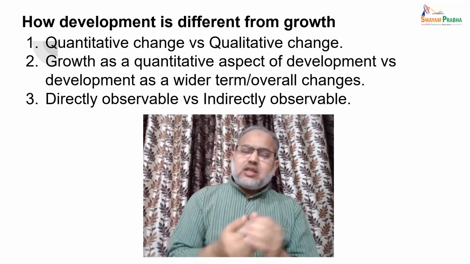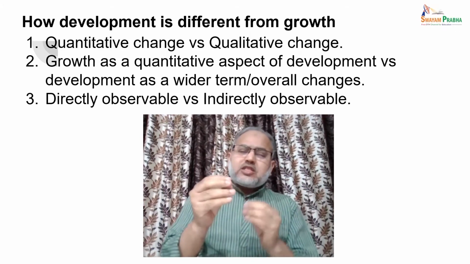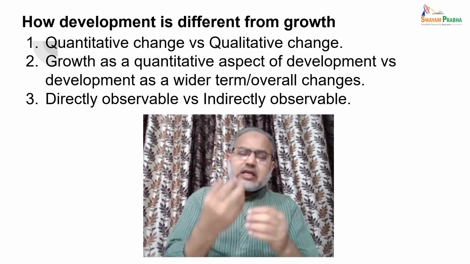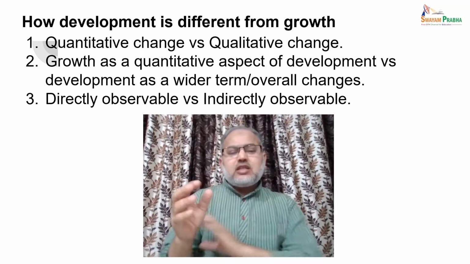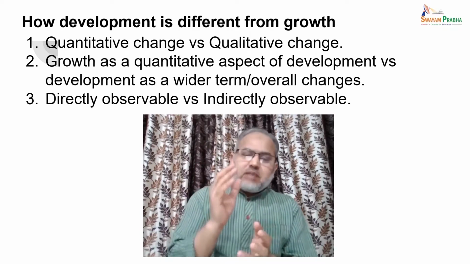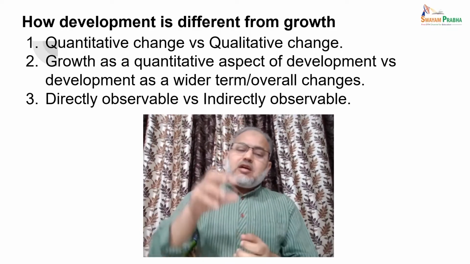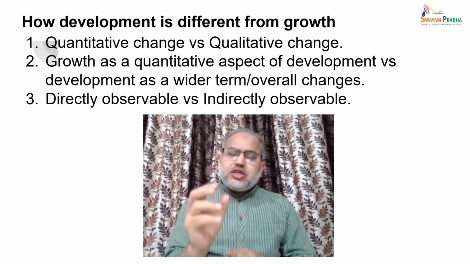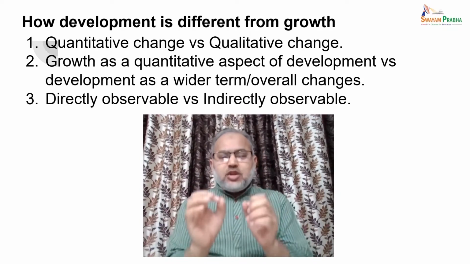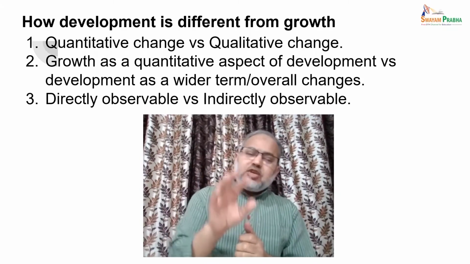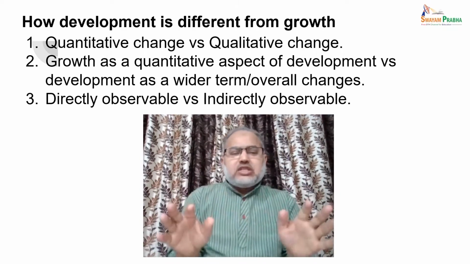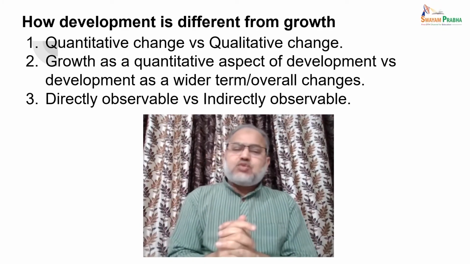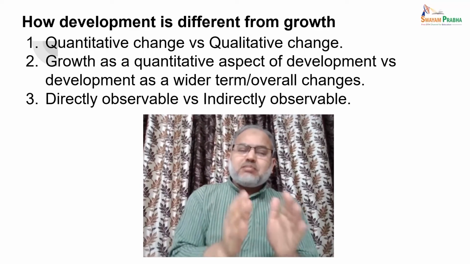For example, the change in the size of the finger, or you can say the increase in the size of the finger, in the size of the arm, is a part of growth, whereas the functioning aspect of the arm, the functioning aspect of the fingers, the ability to use fingers, the ability to move fingers, the ability to use fingers for certain activity is a functional part of the finger, and that's why it is development. It is not a simple growth.